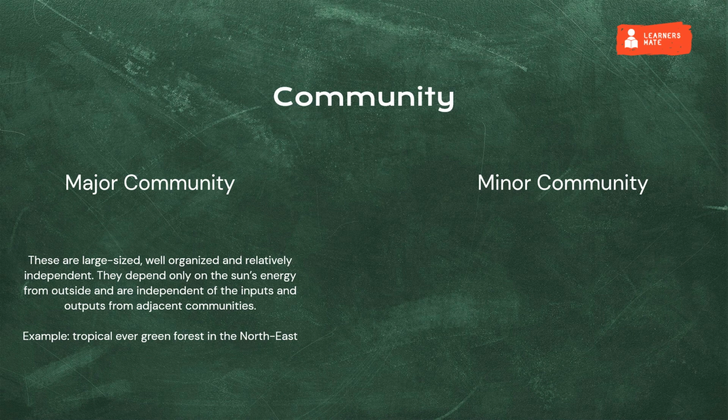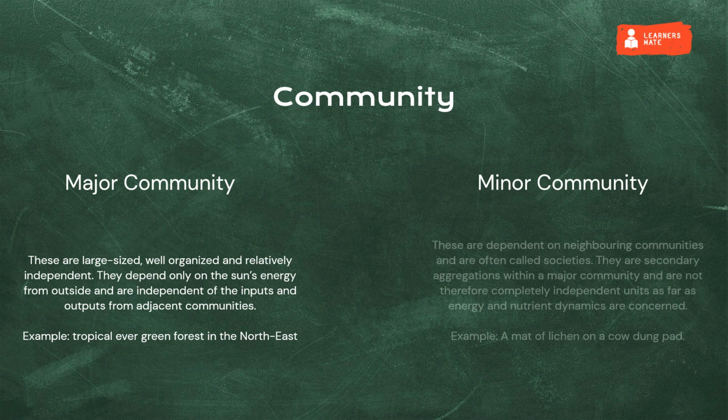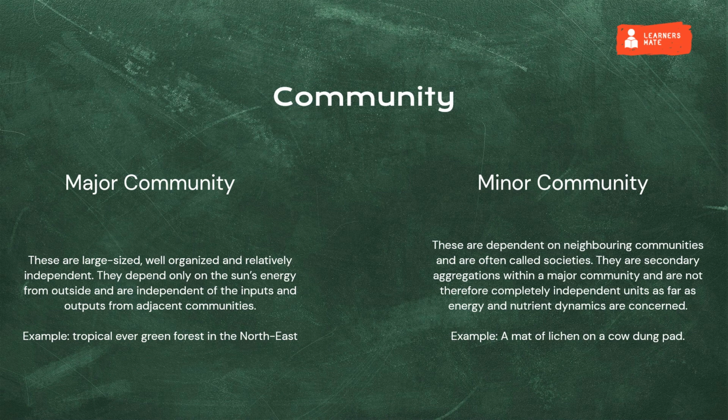The second one, minor community. Those are dependent on neighboring communities and are often called societies. They are secondary aggregations within a major community and are therefore not completely independent as far as energy and nutrient dynamics are concerned. For example, a mat of lichen on a cow dung pad.